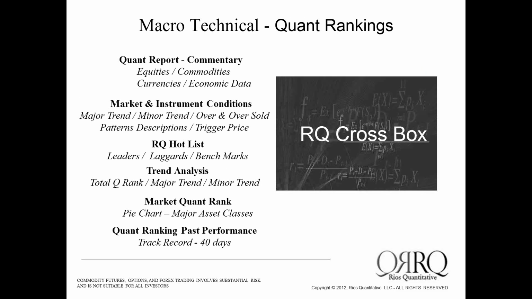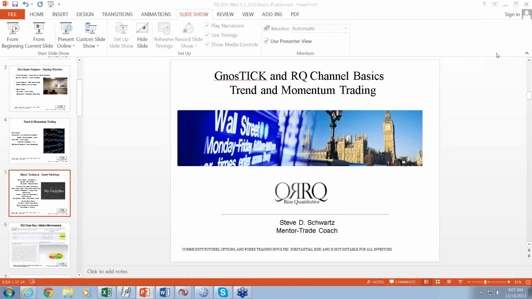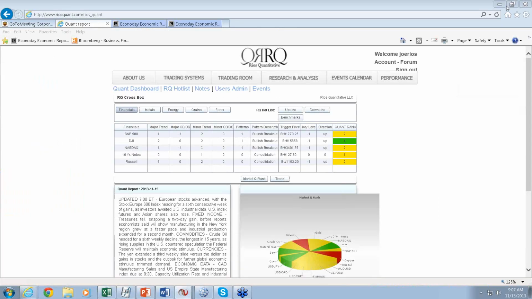So what we're going to do is take a look at the macro technical, how we start our day. And then we're going to come back to this screen for just a moment. But how we start our day is with the RQ crossbox. This is online in RiosQuant.com. This is no longer a slide. We're online, and we'll come back to the slides in just a moment.